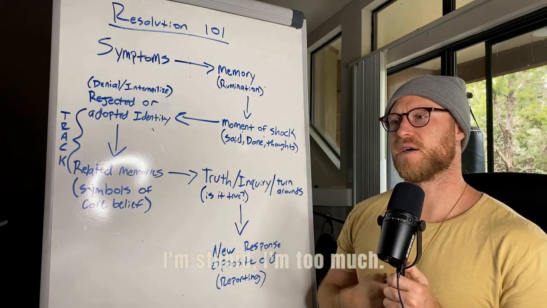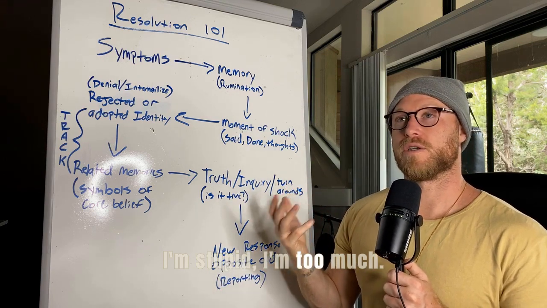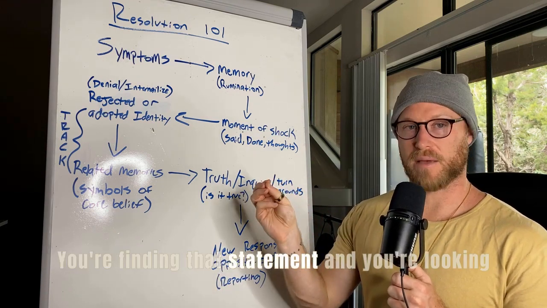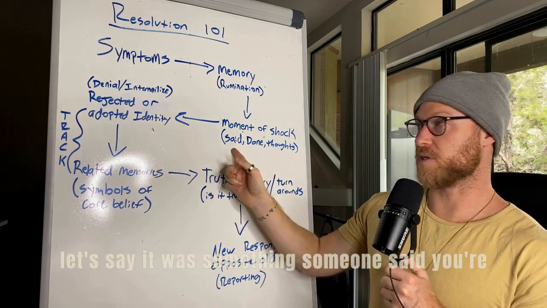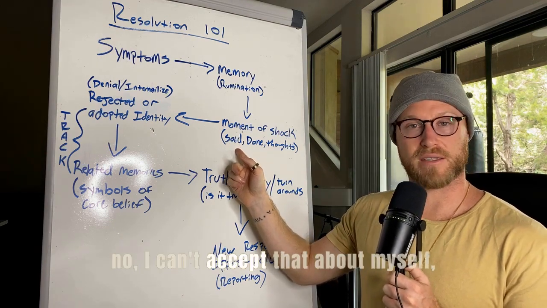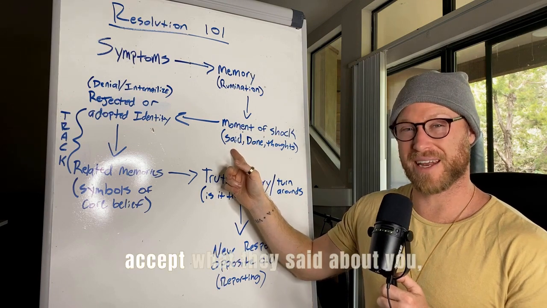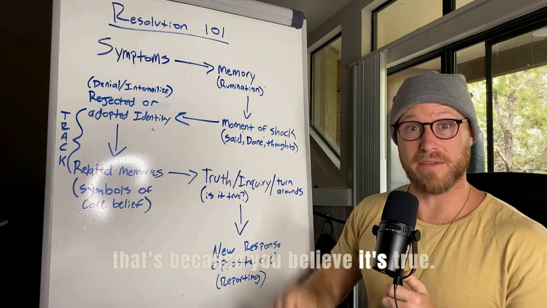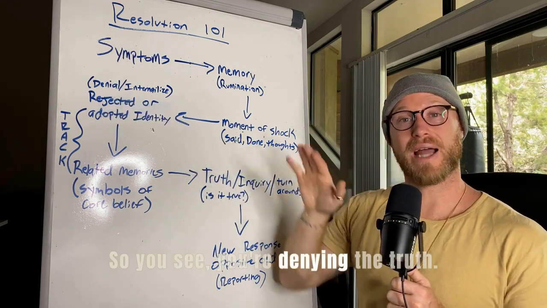I'm stupid. I'm too much, right? You're finding that statement. And you're looking, let's say it was something someone said. You're looking at, okay, where did I reject that? Where is the part of me that's like, no, I can't accept that about myself? Because that's actually your freedom. Because if you feel like you can't accept what they said about you, it's because you believe it's true. So you see, you're denying the truth.